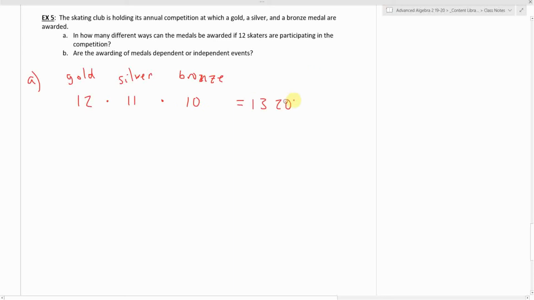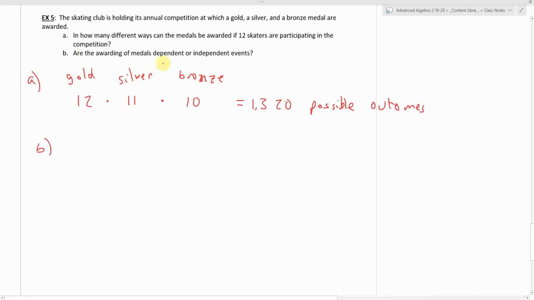1,320 possible outcomes here. With just 12 people competing in this skating competition, there are 1,320 different possible outcomes for the first, second, and third prize in this competition. Next question is part B again.